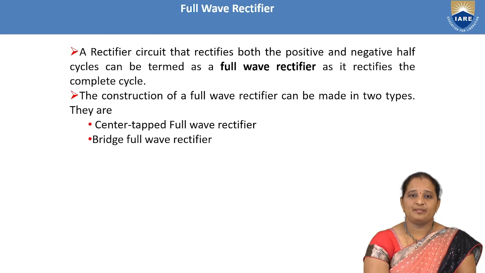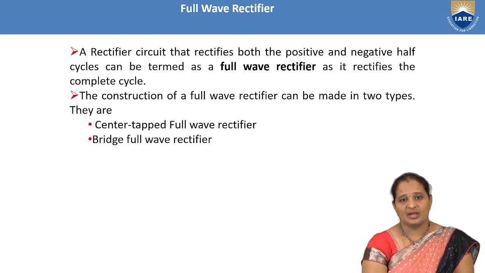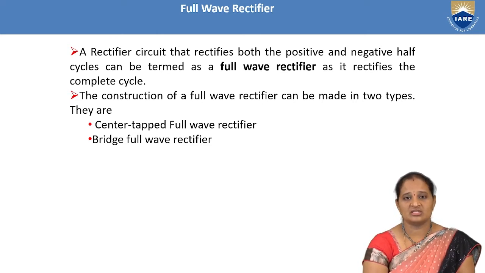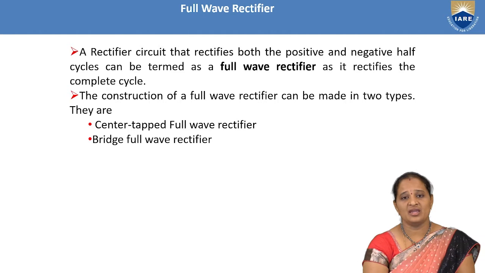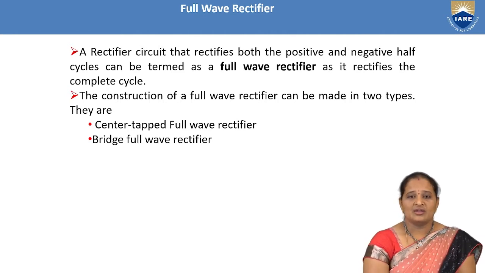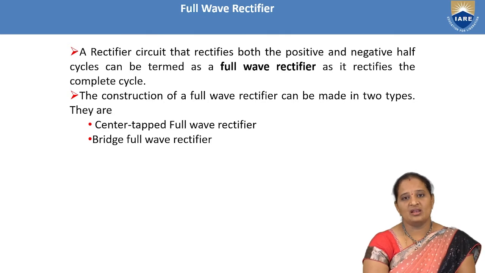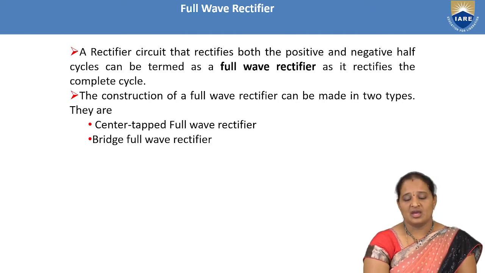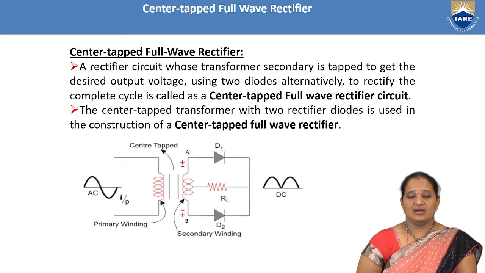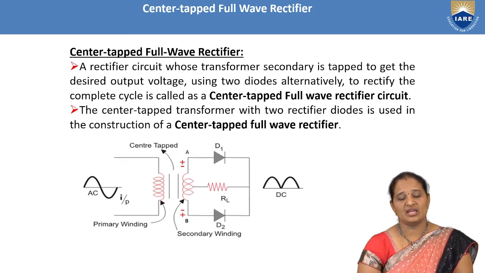Center tap full wave rectifier is named so because the secondary winding of the transformer is divided into two halves by providing a center tapping, which provides an equal voltage in the two halves of the secondary winding, but both have opposite polarity. So this center tapping is mainly used.